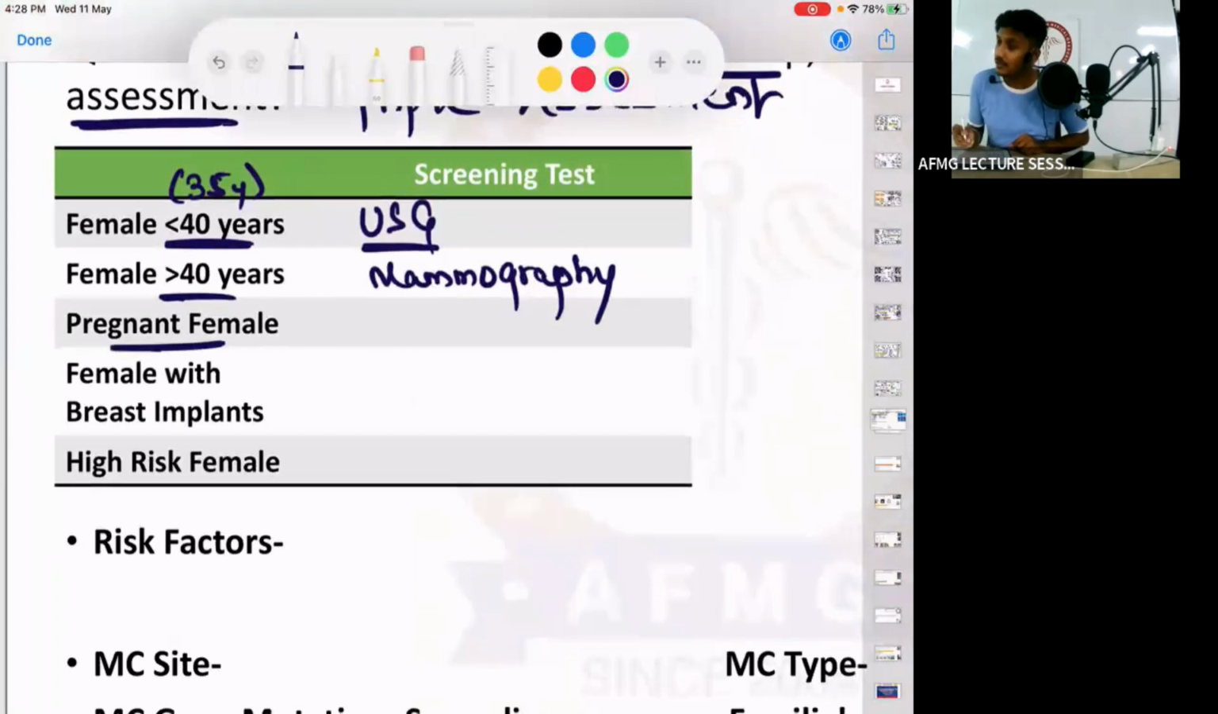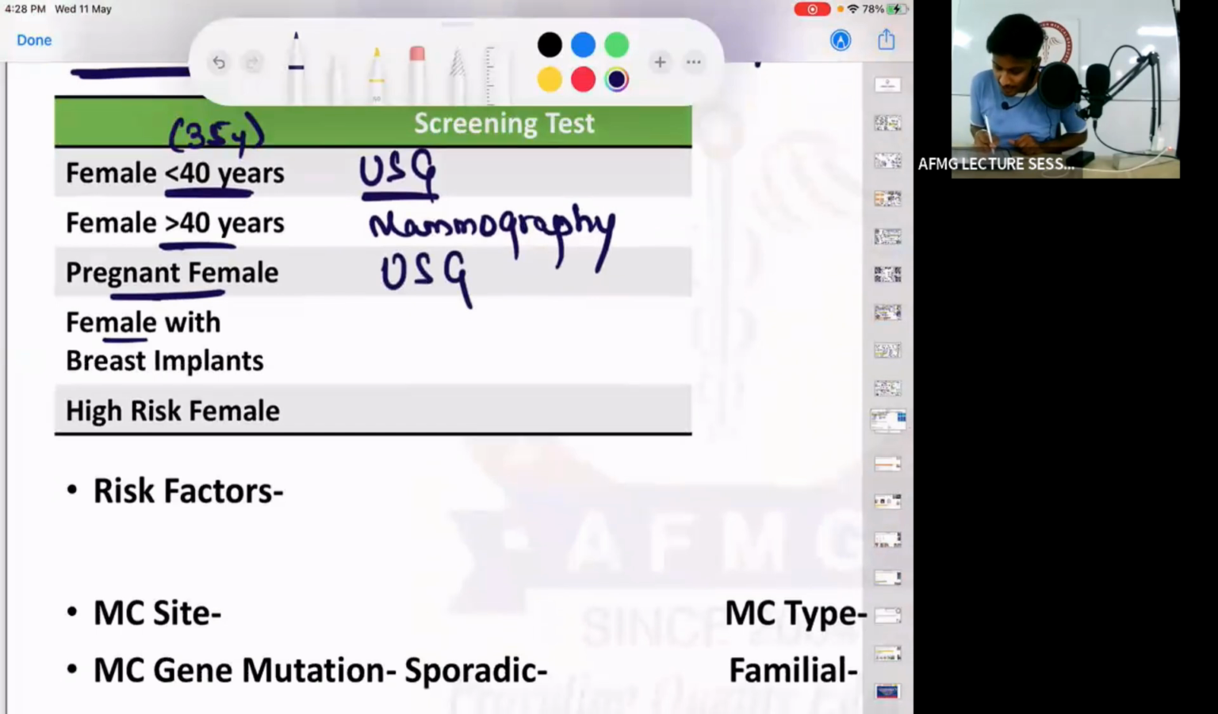Okay, pregnant female, female with breast implant, high risk female. High risk female means the female having a history of breast cancer in the family, or maybe BRCA1 or BRCA2 gene mutation.